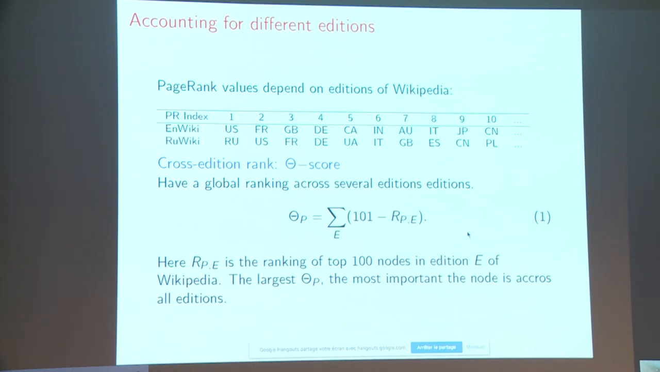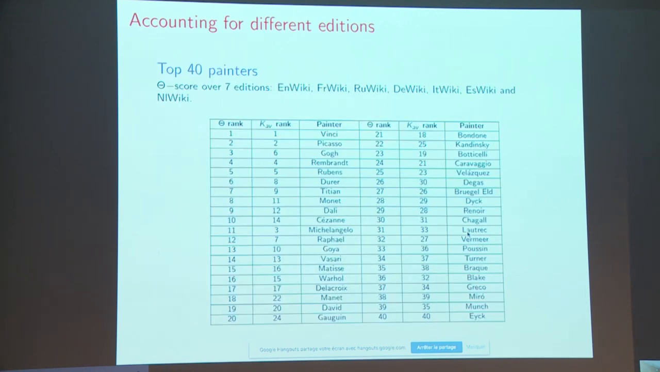So in order to find some cross-edition ranking, we have built a theta score, and previous authors have worked on this as well, to offer a global ranking across several editions of Wikipedia. This global ranking looks at the top 100 nodes in one edition E of Wikipedia, and we capture the sum of 101 minus this rank, and we sum that over all editions. This gives us a ranking measure where the largest values give us the most important node across all editions. We can as well, of course, compute an average PageRank probability and build from that a different ranking. But from our experience, it was much more interesting to have this theta ranking than this average rank that is pictured here for a set of 40 pages.